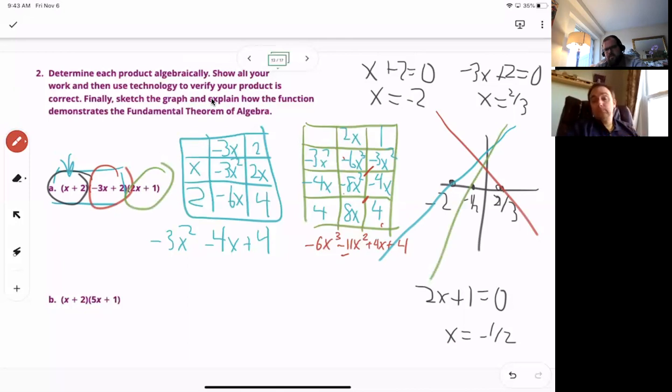Do the exact slopes actually matter for this, or just where they hit the x-axis? Just where they hit the x-axis. So all I did was I knew which one hit the x-axis where, and so then I knew x plus 2 had a positive slope, and negative 3x plus 2 had a negative slope, because really that one should be steeper. That was a bad graph on my part. And then 2x plus 1 has a positive slope, but steeper than the blue one.